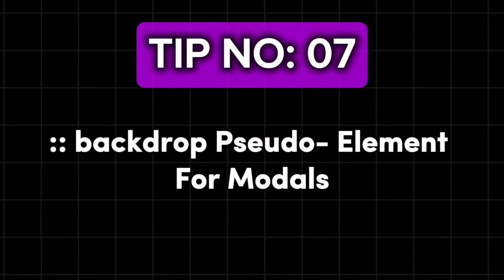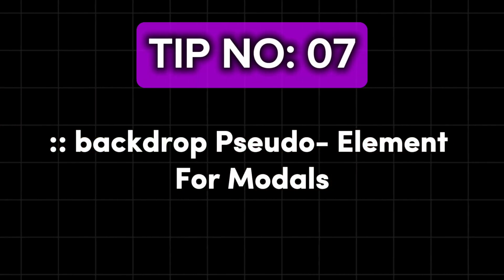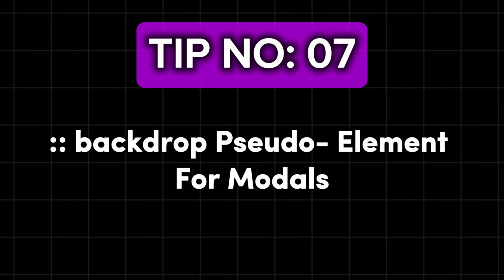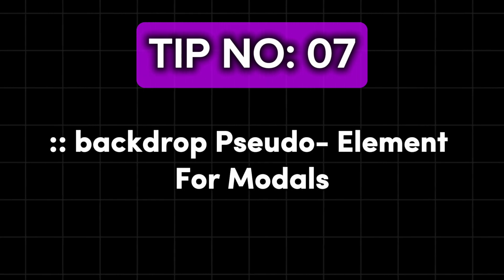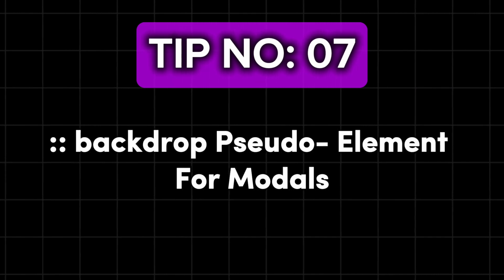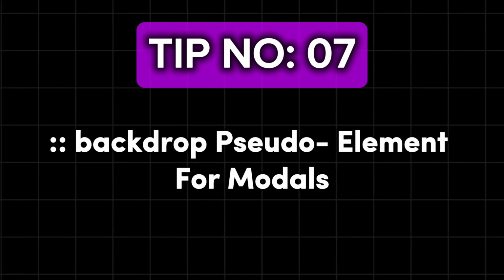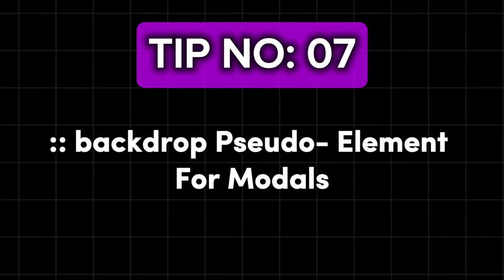Step number 7. Backdrop pseudo element for modals. The backdrop pseudo element is used to style the area behind a modal dialog. This is useful for creating a dimming effect or adding background color to focus attention on the modal itself. It makes your modal pop out more and improves the user experience by highlighting the content.